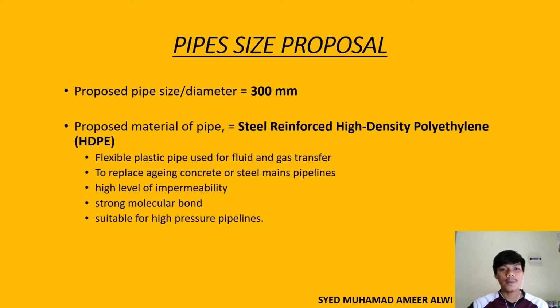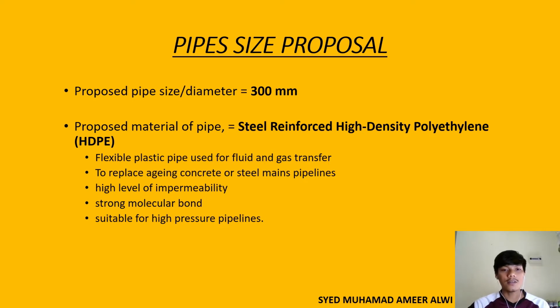The proposed pipe diameter is 300 mm. The proposed material of the pipe is steel reinforced high density polyethylene, HDPE. The advantage of this material is that it is a flexible plastic pipe, so it's very suitable for our project because our project has different elevation from the reservoir to parcel A.